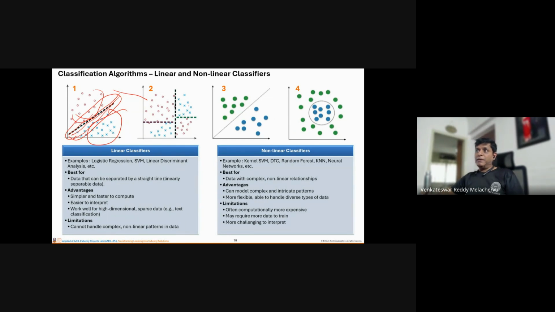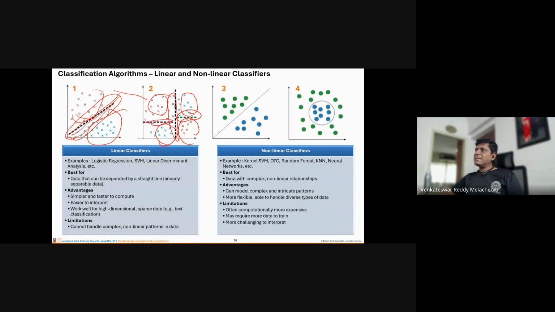Or there could be multiple classes that are categorized using multiple boundary lines, but yet straight lines. So you have here 3 straight lines: straight line 1, straight line 2, straight line 3. So it's essentially non-binary, multinomial classification.